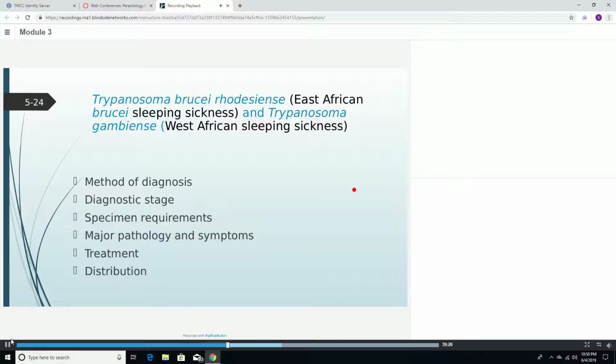So the diagnostic stage is the trypomastigote form, and we're going to look for that in that buffy coat in the plasma. Major pathology and symptoms: there's going to be a lesion at the bite site, also known as a chancre, usually seen in non-Africans. We could see enlarged lymph nodes, especially in the posterior cervical chain. It's known as Winterbottom sign. Fever, headache, night sweats, joint and muscle pain, and central nervous system impairment in 6 months or 1 year with infection with Trypanosoma brucei gambiense, and within 1 month of a rhodesiense infection.